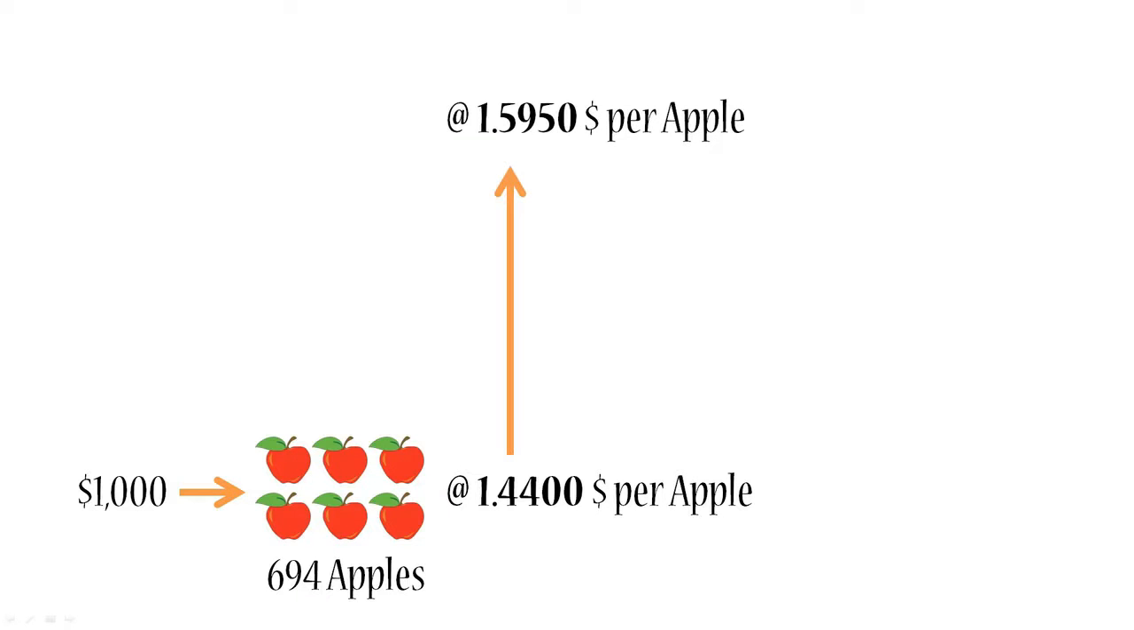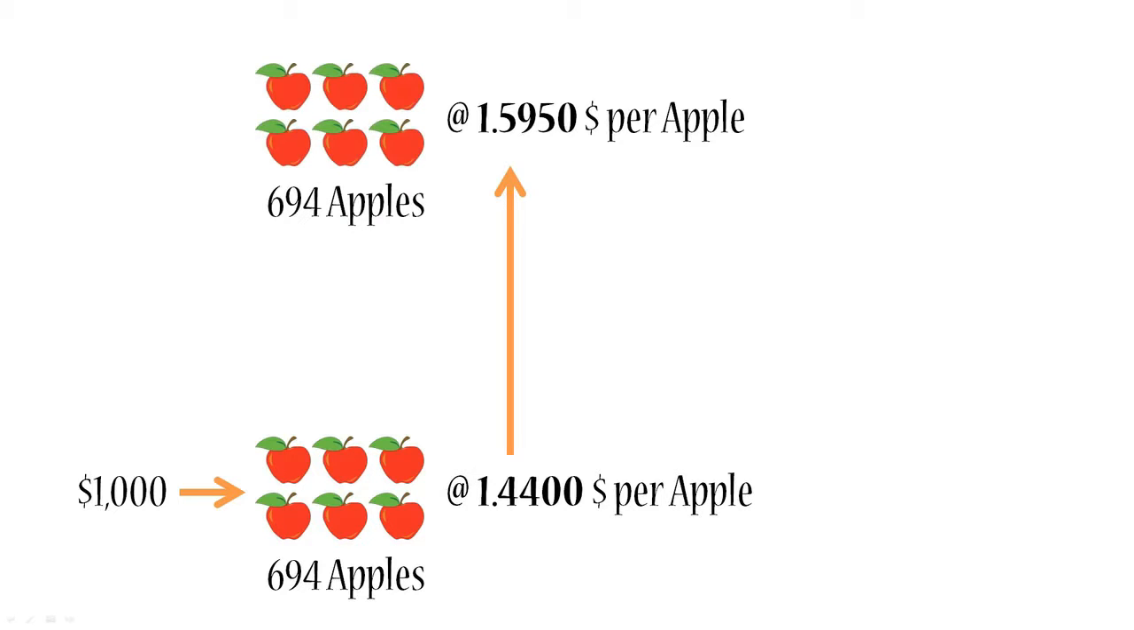So now our example says that the trader had $1,000 which he invested into apples at the price of $1.44 per apple. This means that he bought 694 apples. Next, he waited a certain number of days until the price for apples grew to $1.5950 per apple. And at this point in time, he still has 694 apples. What he did with these apples next is he sold them at the new price, and in return he got $1,107. So as you can see, he started with $1,000 and now he has $1,107.